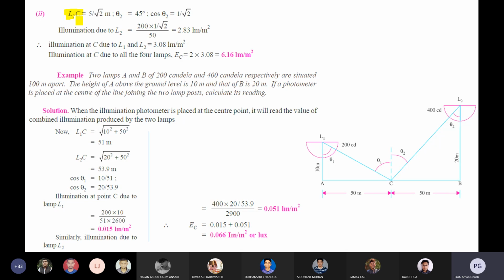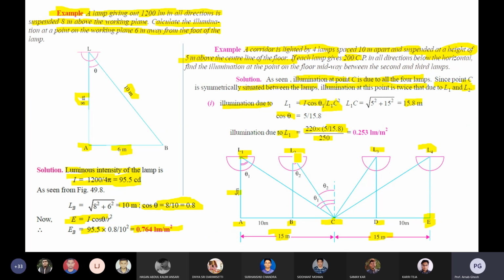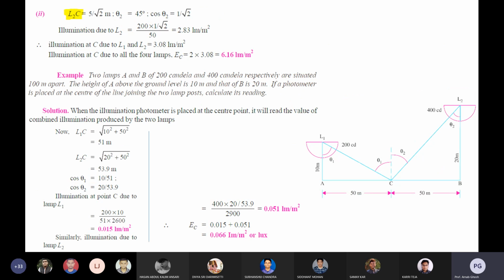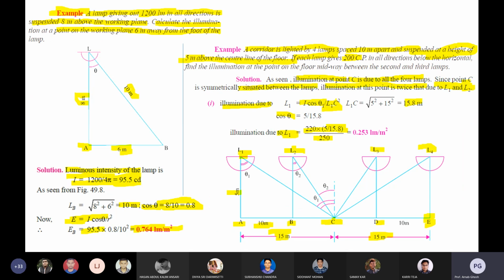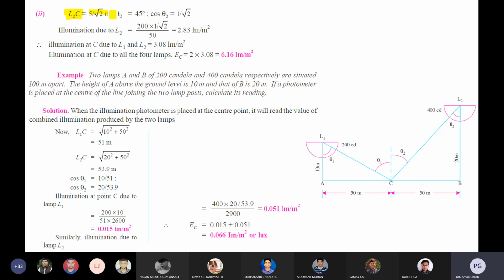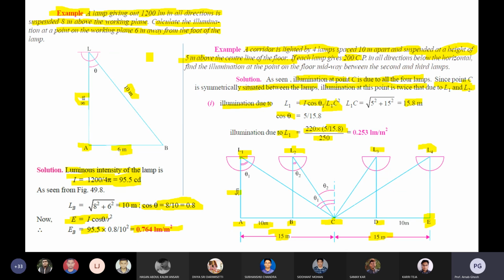So L2C you can calculate like this. That height will be 5 meter and this is 10 meter. So this is 10 meter, so it is also 5 meter. So directly you will get L2C as root under 5 square plus 5 square. So 50 means 25 into 2. So 25 means 5 root 2. L2C is coming 5 root 2.